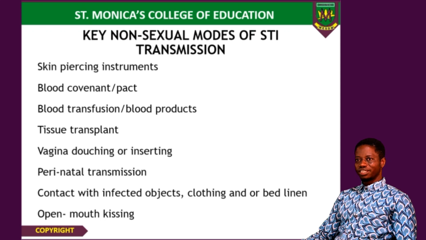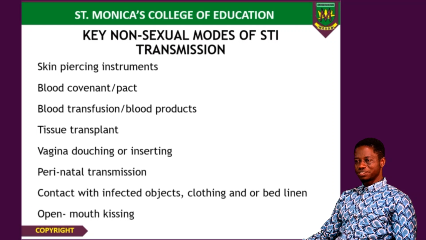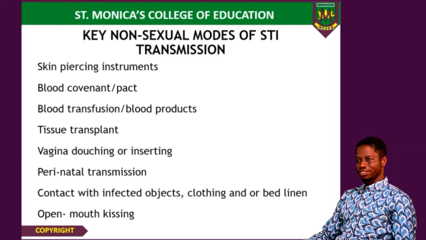Don't just try. We also have what we call perinatal transmission, and contact with infected objects, clothing and bed linen. Here we are talking about another STI called genital herpes. If one is infected and the fluid touches the bedspread or bed sheet, and you sit on it in your dormitories or wherever, you are likely to be infected. That one has no cure. It's also a viral disease.